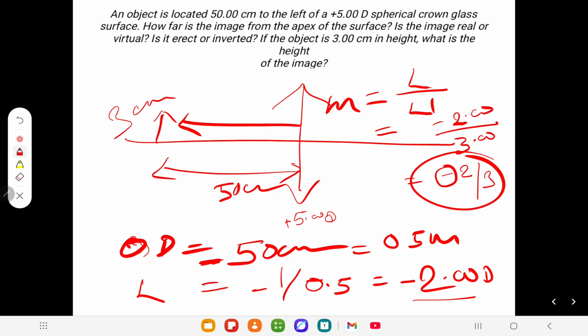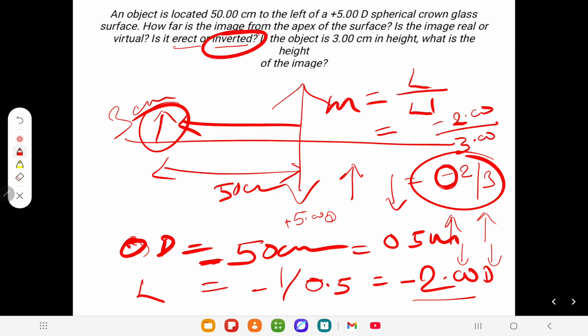Now it's very important. Minus sign indicates if the object is erect, then the image is inverted, and vice versa. If it is positive, then if the object is erect, the image is also erect. If it is positive and the object is inverted, the image is also inverted. But in this case, the magnification sign is minus. That means, here we go. What is the height of the image, and is it erect or inverted? Since the object is erect, the image is inverted. Correct answer is this. And this is the magnification, isn't it?